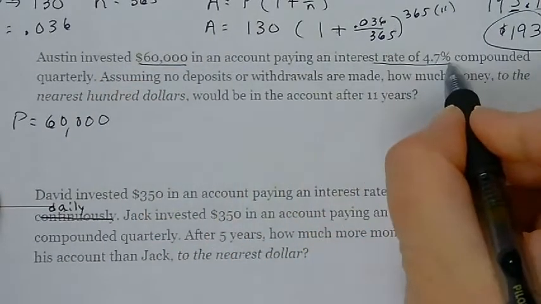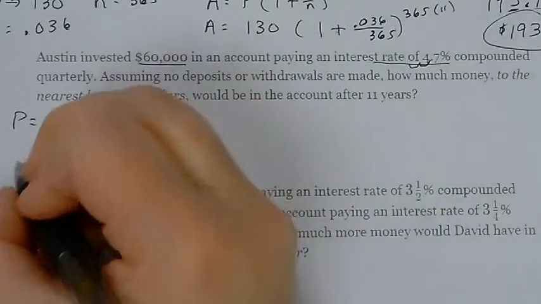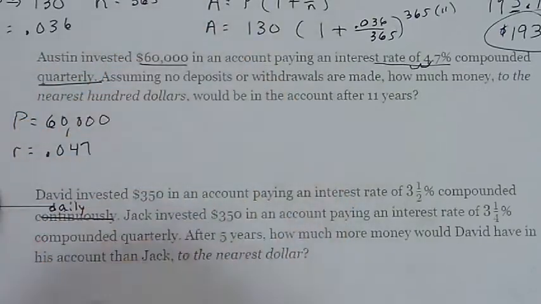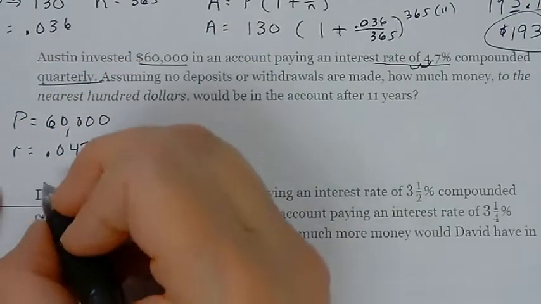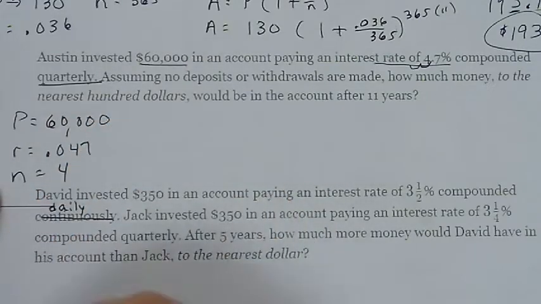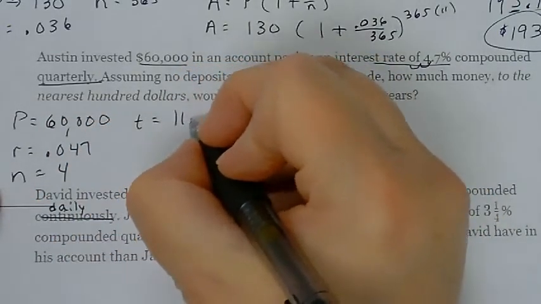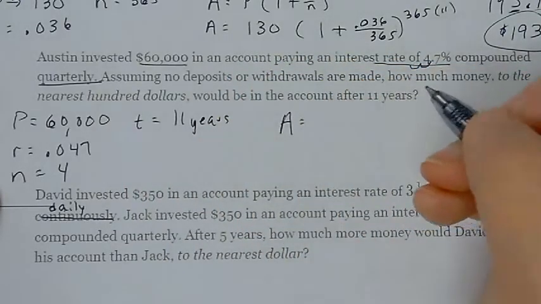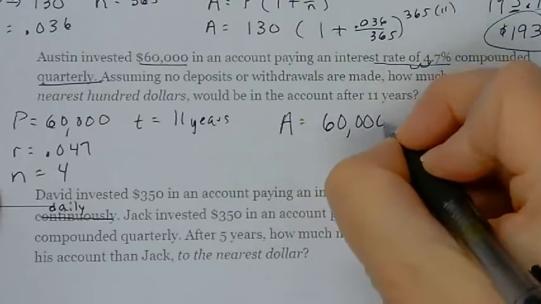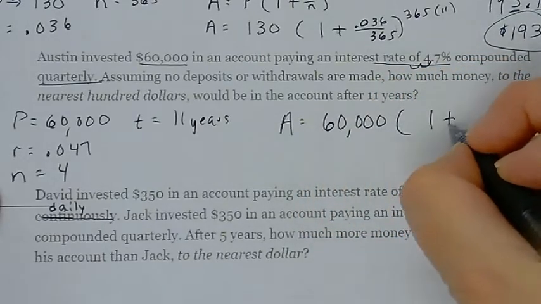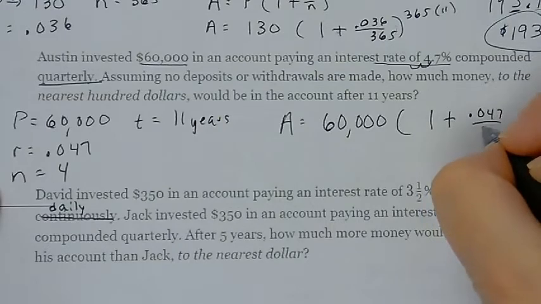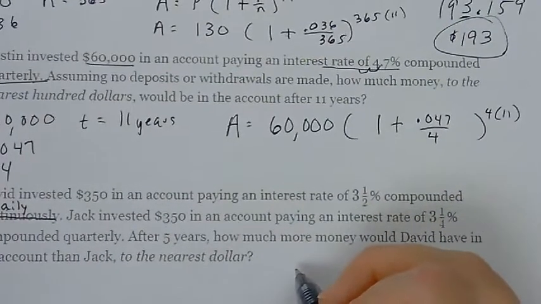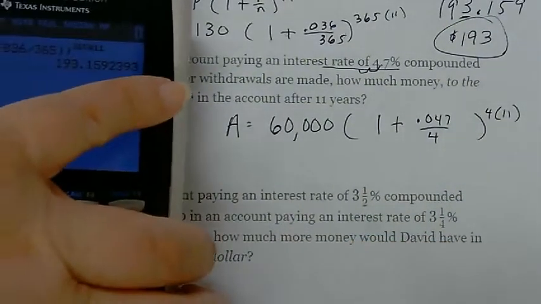An account paying an interest of 4.7%, so I move the decimal 2 places, so R equals 0.047. Compounded quarterly, so if it happens quarterly, it's going to happen 4 times a year. So that's N, and then it's going to happen for 11 years. So let's plug this into our formula. The amount we're going to get is our principal times (1 plus 0.047 over 4) to the 4 times 11 power. So plug that into the calculator.